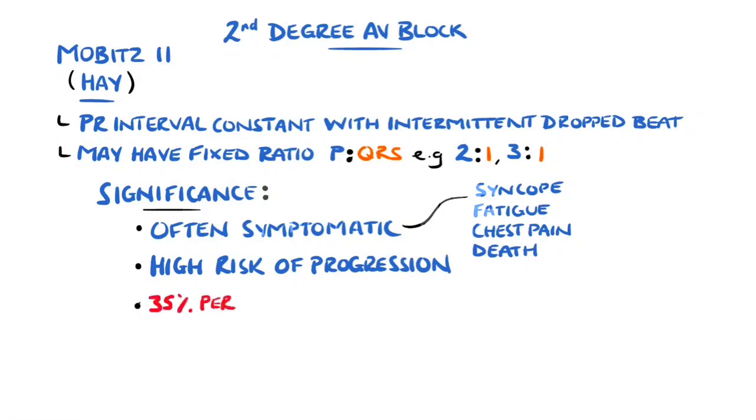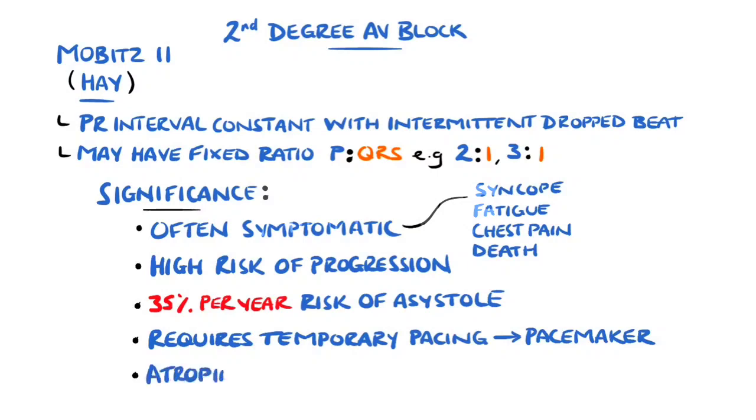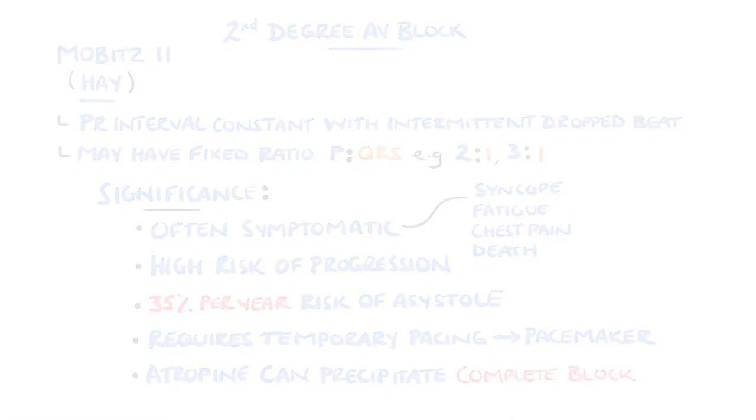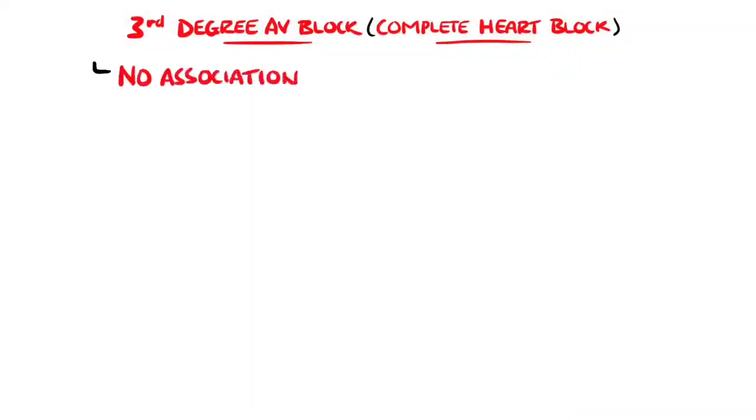There is a risk of around 35% per year of asystole with Mobitz 2, and it will need temporary pacing up until a permanent pacemaker is placed. Importantly to note is that atropine can precipitate third-degree heart block in Mobitz type 2. Third-degree AV block is also known as complete heart block, where there is no association between atrial and ventricular contractions.